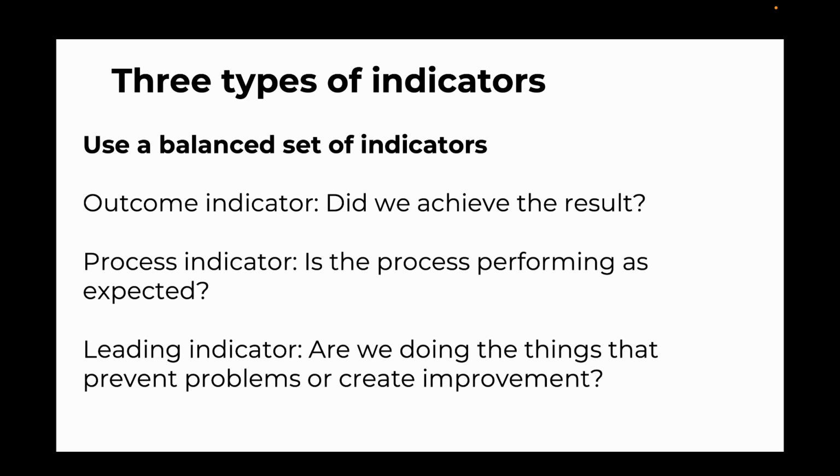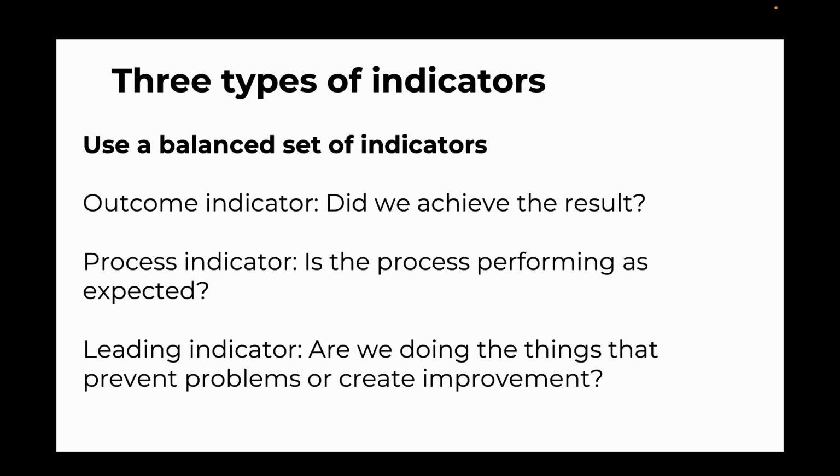Now, a strong objective usually needs more than one indicator. An outcome indicator tells us whether we achieve the result. For example, liters of water used per liter of product filled. A process indicator tells us whether the process is behaving as expected. For example, water used per cleaning in place cycle. A leading indicator tells us whether BlueRiver is doing the things that should create improvement. For example, the percentage of cleaning in place cycles reviewed and optimized.